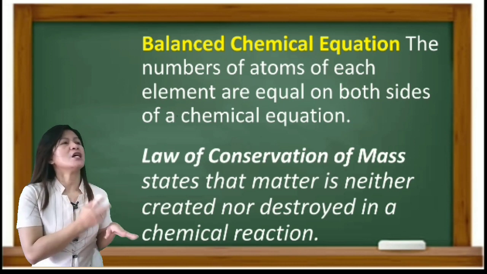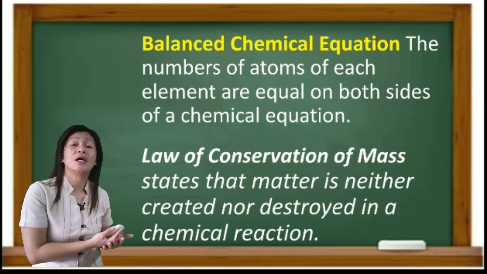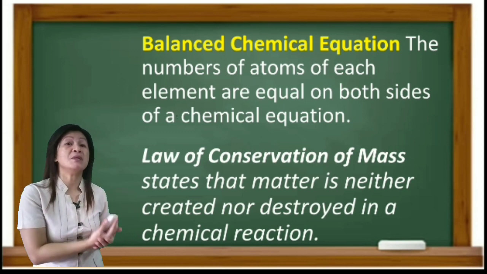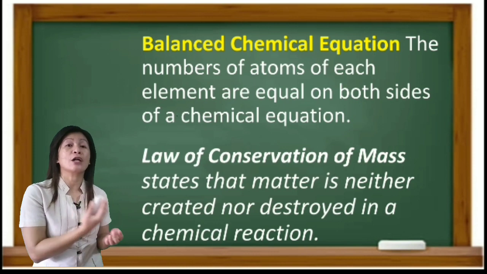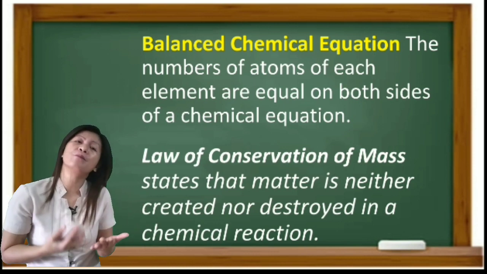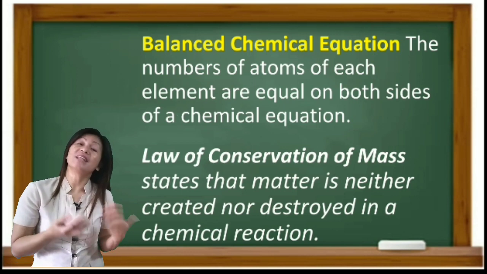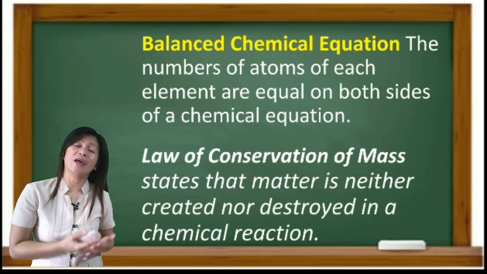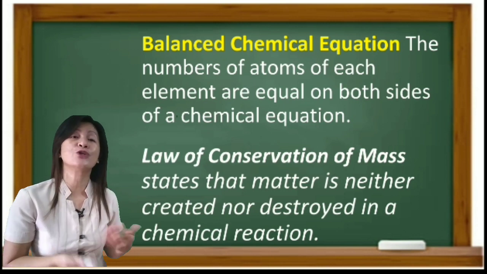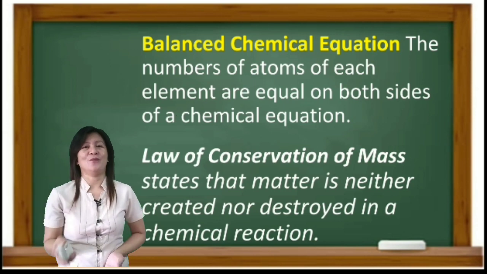So if you have 100 atoms in the reactants or in the initial substance, there must be the same number of atoms after the reaction. That is to conform with the law of conservation of mass, because matter is neither created nor destroyed, and the atoms only undergo rearrangement during chemical reaction.